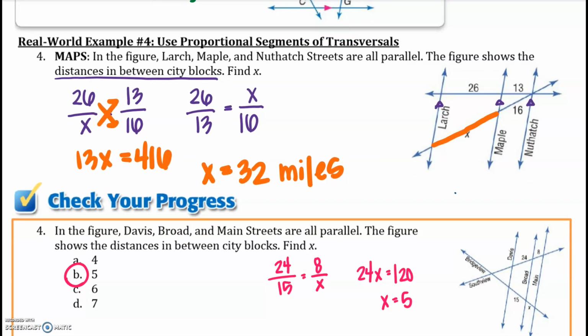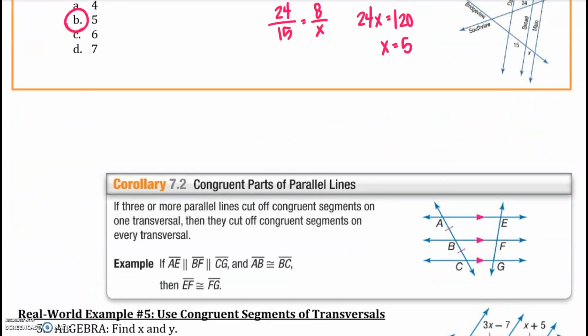There's your answer. And then last thing, congruent parts of our parallel lines. If 3 or more parallel lines cut off congruent segments on one transversal, then they cut off congruent segments on every transversal. So notice my tick marks. We are not proportional right now. We are using the tick marks. Tick marks mean congruence, right? So if one side is congruent, then I can assume that the other side is going to be congruent.